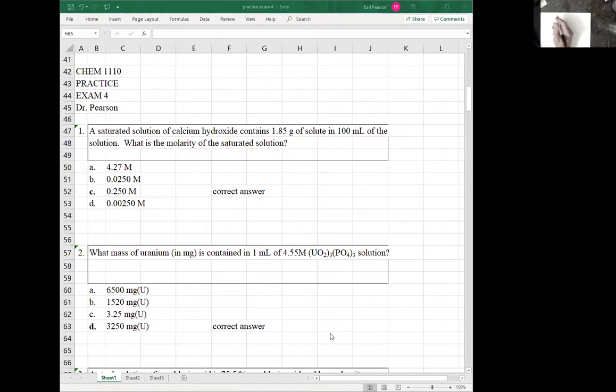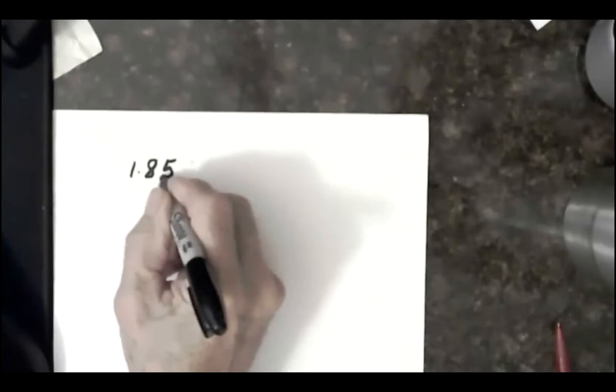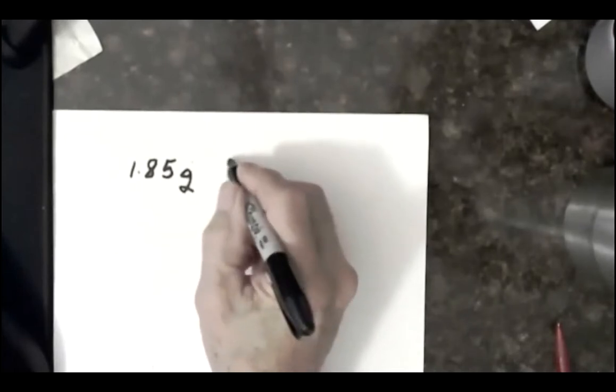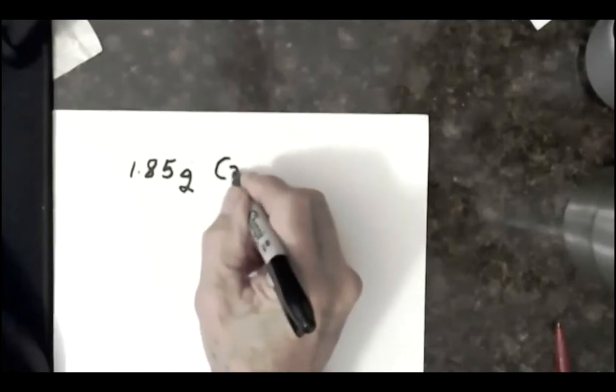Now, we've got a saturated solution of calcium hydroxide that contains 1.85 grams of solute in 100 milliliters of the solution. What is the molarity of the solution? So now, we've got 1.85 grams of calcium hydroxide. That's Ca(OH)2.